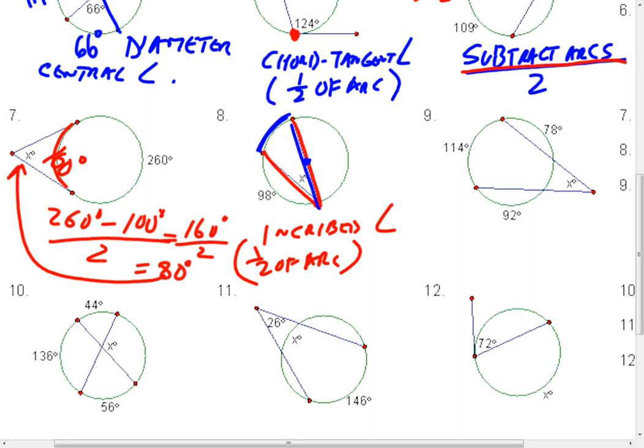180 degrees. This cuts it in half. You're left with, is that 82 up there? And x would be 41 in there.